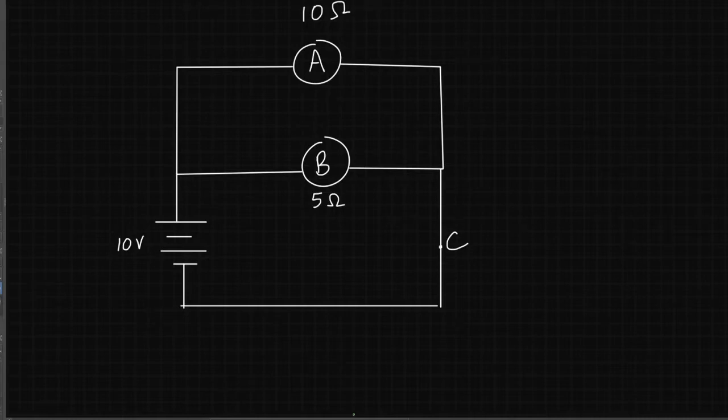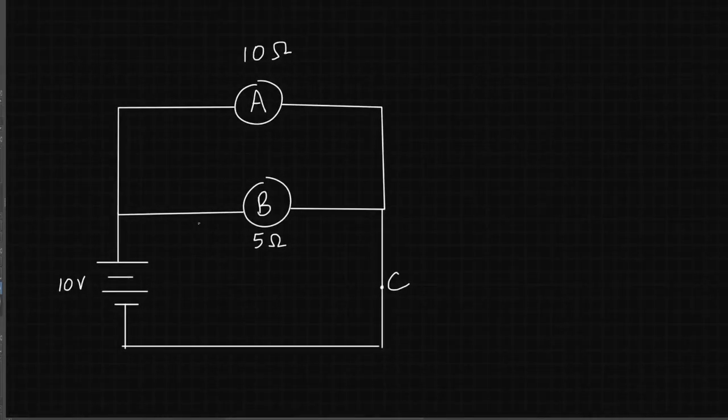This is the first target 4 assignment that I posted, and the task is fairly simple. We have a 10-volt battery pack. We are pushing current through two different bulbs, bulb A and bulb B. Bulb A has a 10 ohm resistance, bulb B has a 5 ohm resistance. And then we also want to know what the current is through point C, just some point on the wire.